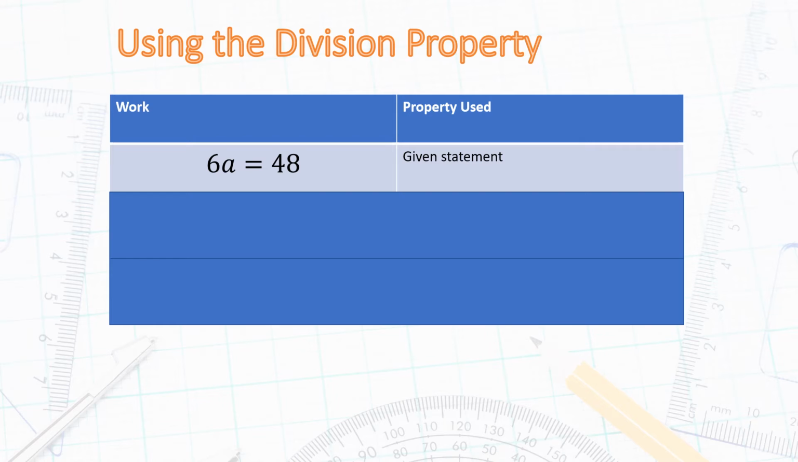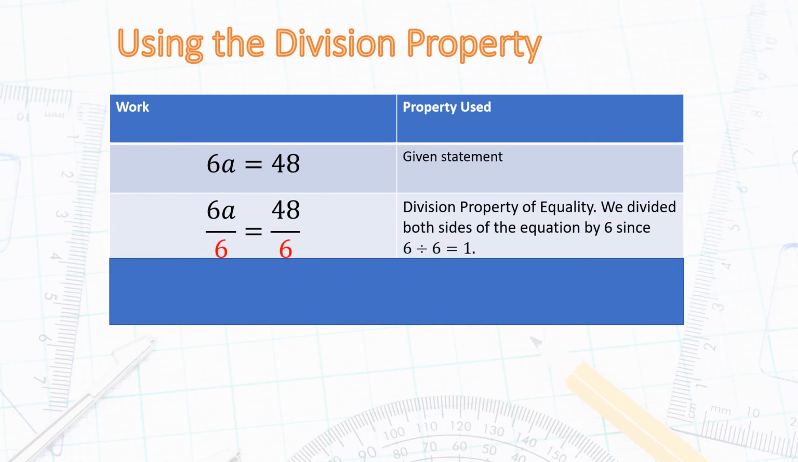All right, looking at this one, 6 times a equals 48. That is my given statement. I want to get a on its own. I need to get rid of 6. 6 is being multiplied by a. So if I want to get a on its own, I need to remove the 6, and the way to do that, to undo multiplication, is to divide by 6 on both sides. Because we saw if I take 6 divided by 6, I get the identity value of 1, and 1 times a is just a. So I need to divide both sides by 6 using the division property of equality. So I put that into my next line of my problem solving.